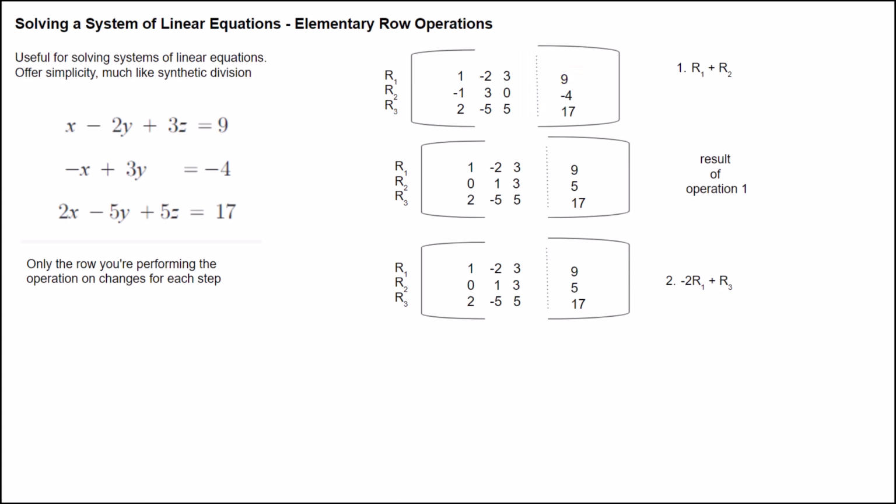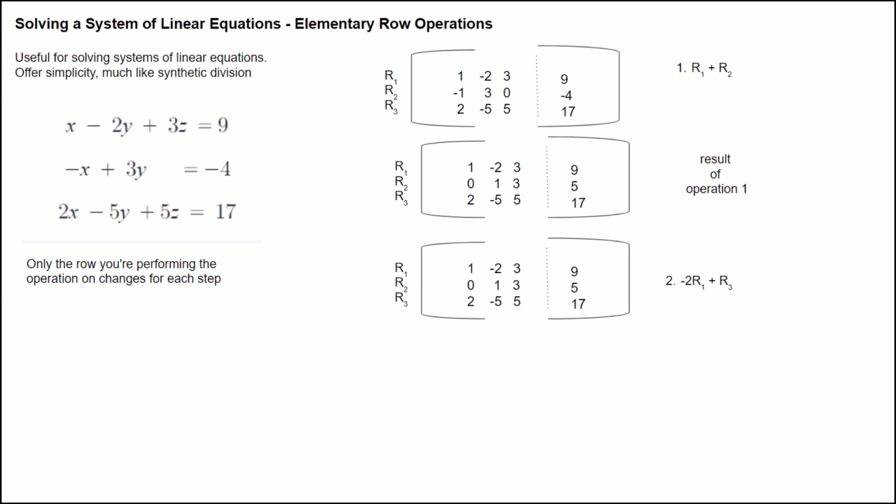On the next row, the coefficient for x is -1, so we write that here, followed by 3 for y. And since we don't have a z variable in this equation, we write 0, and then we write the equivalent on the right as we did before, in this case -4. For the third row, we use the coefficients of the third equation, so we write +2 for x, -5 for y, and +5 for z. Then on the right, we write the equivalent, which is 17.